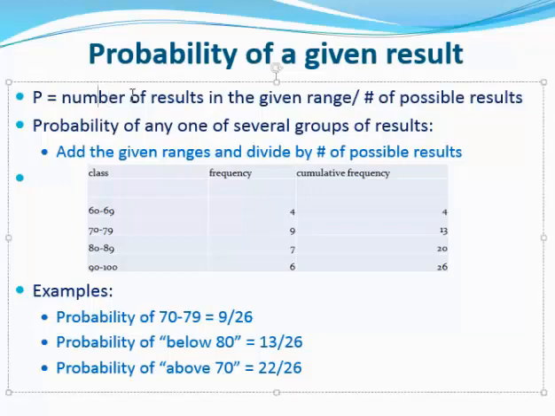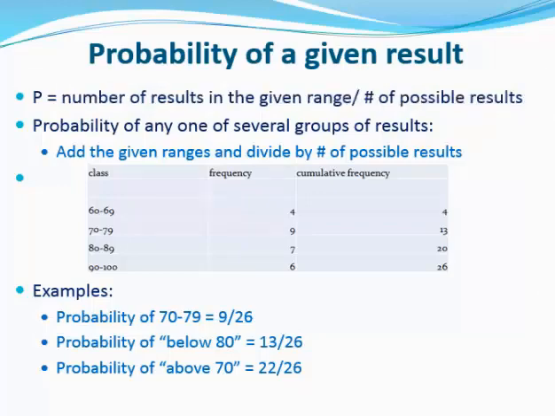Probability is the number of results in a given range divided by the number of possible results. For example, if you throw a die that has 6 sides, what are your odds of rolling a 3? Well, the answer, of course, is 1 in 6, because there's only one 3, and there are 6 possibilities. What are your odds of rolling either a 2 or a 3? Well, there are 2 possibilities that you're looking for, and 6 altogether, so your odds would be 2 out of 6.